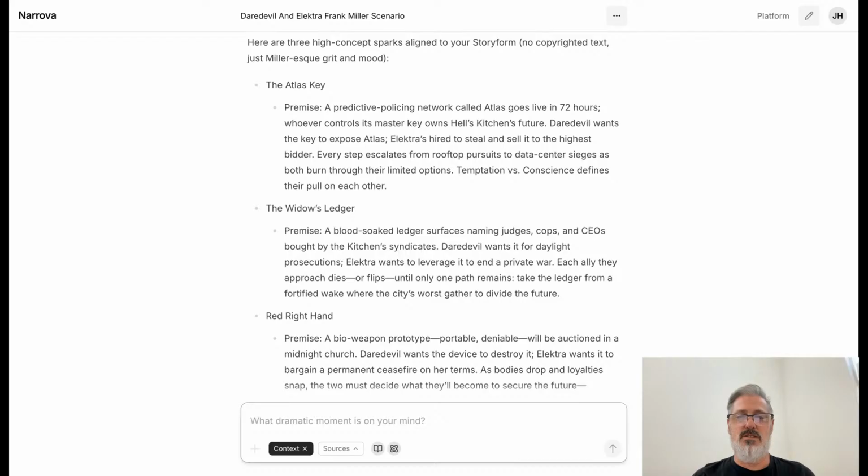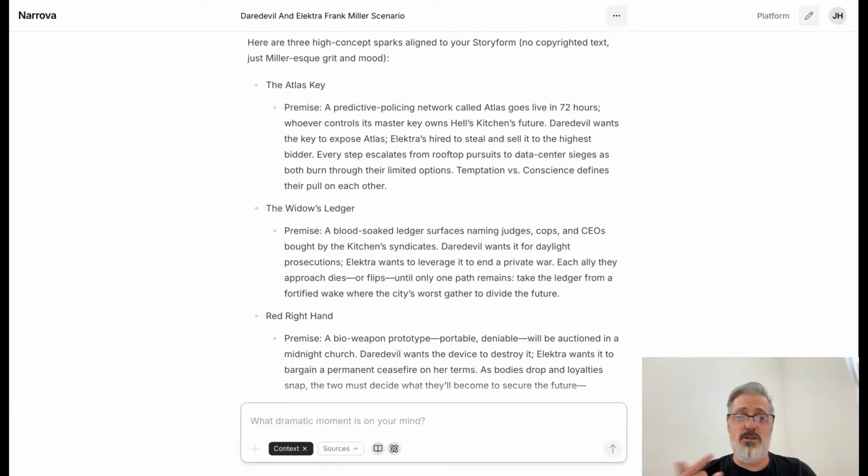Whoever controls its master key owns Hell's Kitchen's future. Daredevil wants the key to expose Atlas. Elektra's hired to steal and sell it to the highest bidder. All right, I get that. Every step escalates from rooftop pursuits to data center sieges as both burn through their limited options. Temptation versus conscience defines their pull on each other.